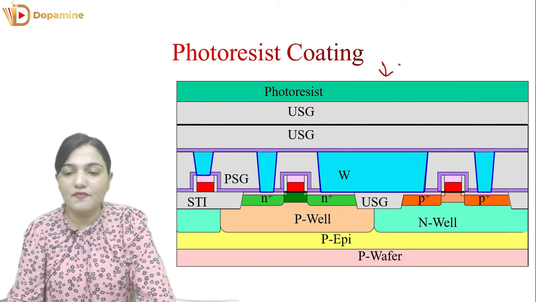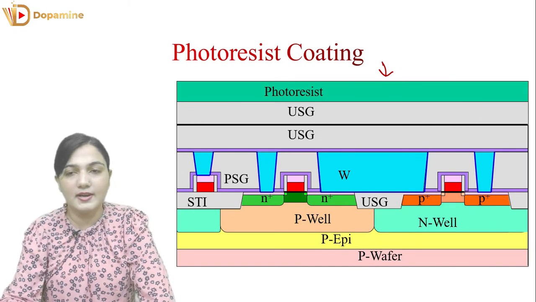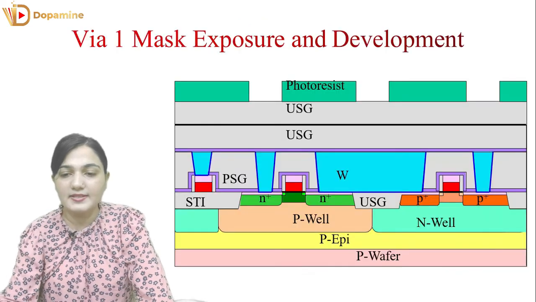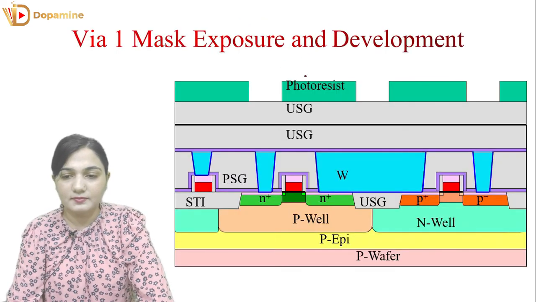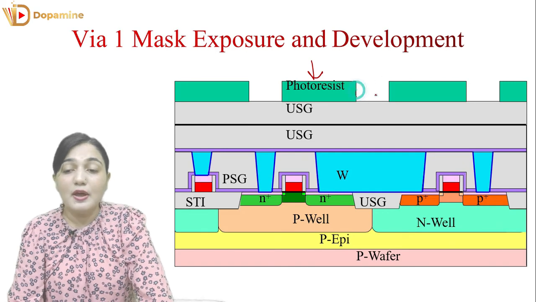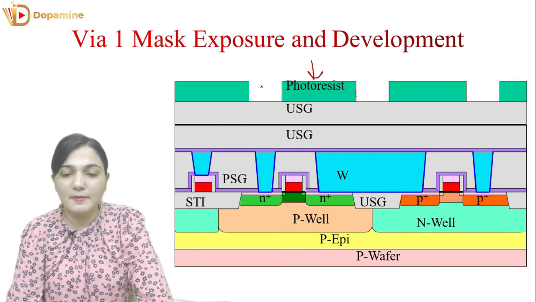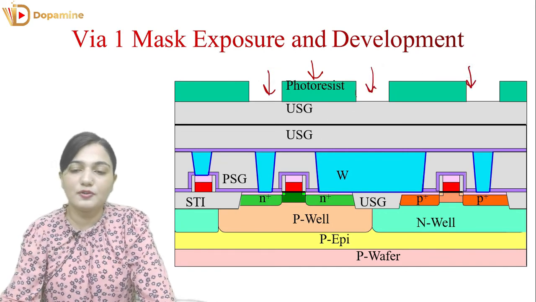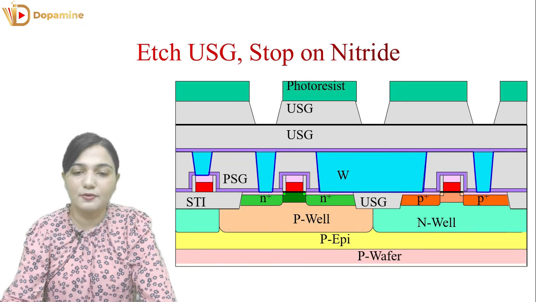Then we can use the photoresist over here. We can do the photoresist coating and heating. Then we'll be using a via mask. After the via mask, right, we'll be having the exposure and the development of the photoresist. After exposure and the development of photoresist, wherever we want to make the via holes, we'll be making the gaps in the photoresist. We'll be etching out the photoresist wherever we want to make the via holes, right?